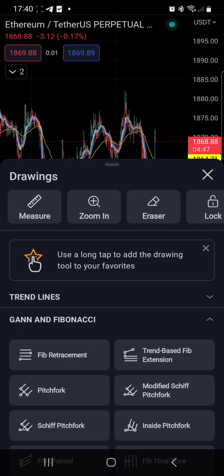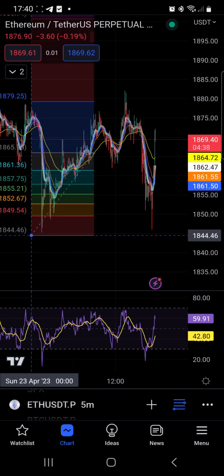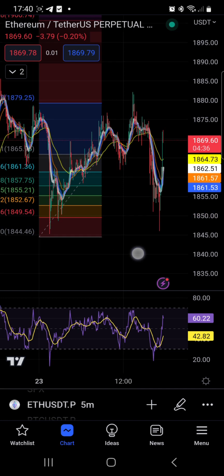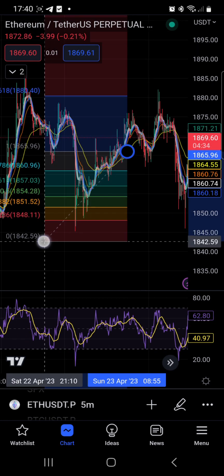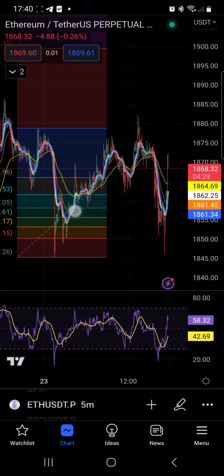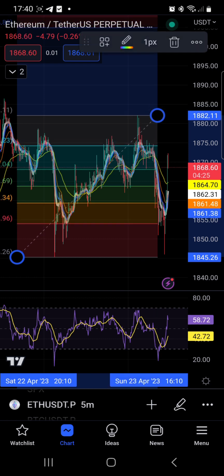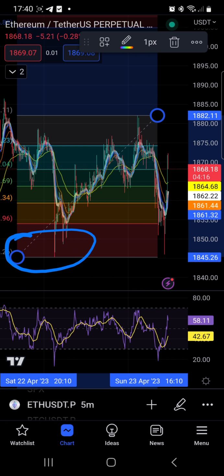So go into the Fibonacci retracement again. Click that, and then I'm going to draw it again. So let's see if I can. This lowest point is here, and the highest point is there. Yeah, so I drew the highest point there, and I drew the lowest point over here.